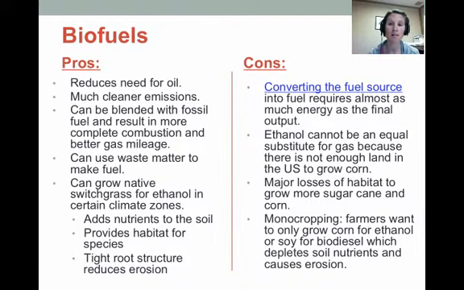Now, some of the cons: converting the fuel source into fuel requires just about as much energy as the final output. So you really don't end up in the plus. You kind of end up just even.